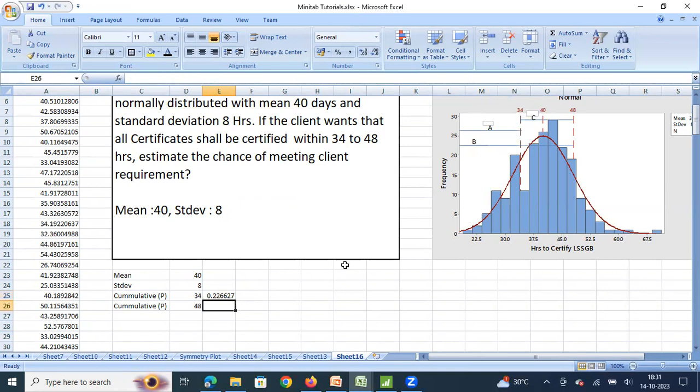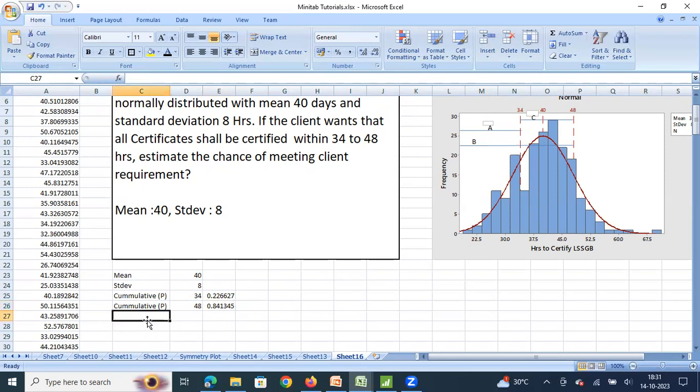And similarly, I repeat the same formula for my 48, because that is the other point in the curve. So let me copy paste the same formula. Only thing is X will be not 34, but 48. So this becomes my cumulative probability of getting certified within minimum to 48 days. So now I found out the value of A, which is 0.22. I found out the value of B, which is 0.84.